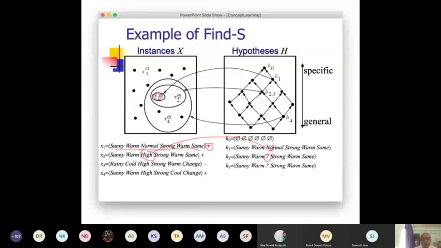Yes, because you can see that there was warm and now cool. As per the algorithm, this attribute value is not the same, so you have to generalize it to a question mark. Similarly, for change, the value in the current hypothesis is the same, so you should do it. You are right. Is there any question from anybody who has not understood this particular computation?